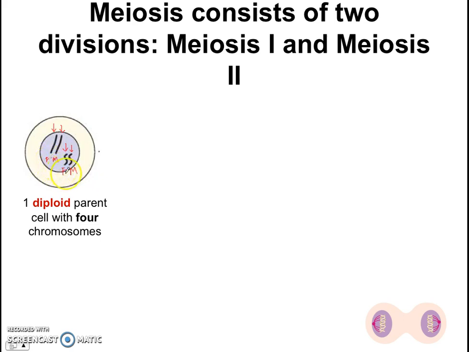Right, so this is one set, the father set, and then this is another set, the mother set. So that's a diploid cell, two sets with 4 chromosomes.